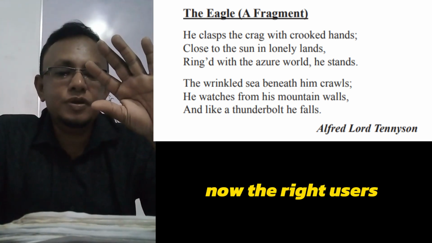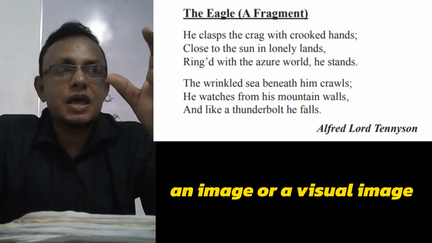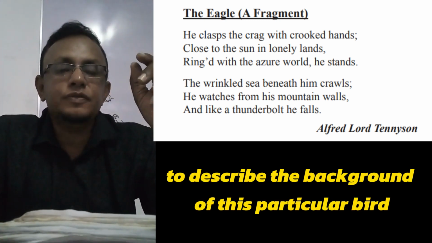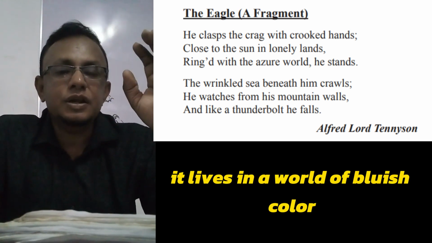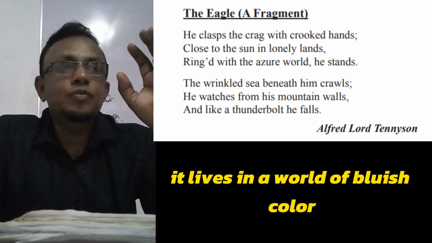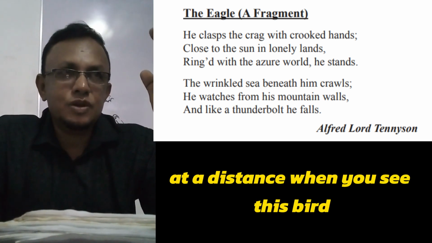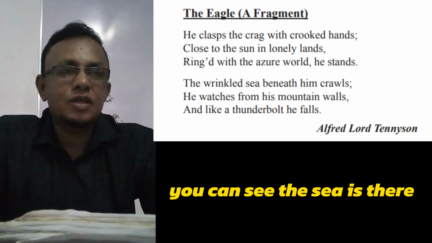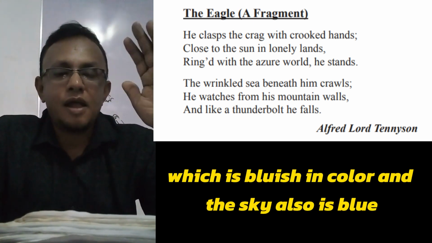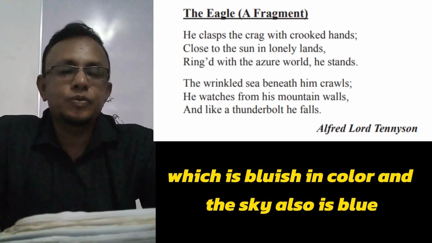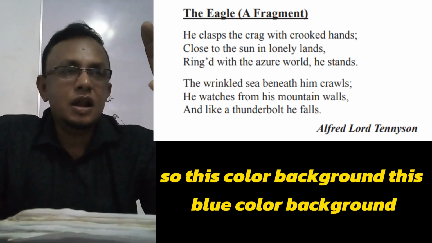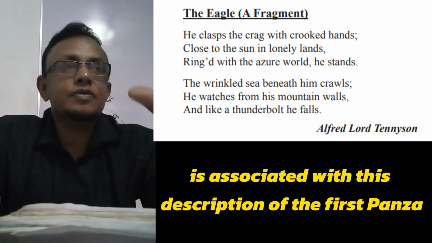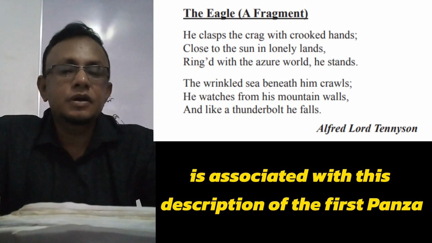Now the writer uses a visual image to describe the background of this particular bird. It lives in a world of bluish color. At a distance, when you see this bird, you can see the sea, which is bluish in color, and the sky also is blue. So this blue color background is associated with this description of the first stanza.